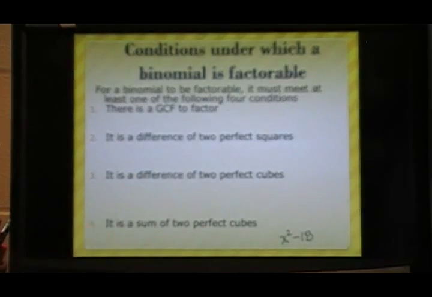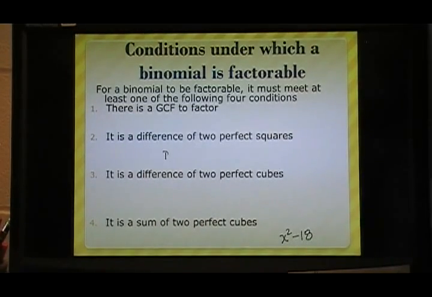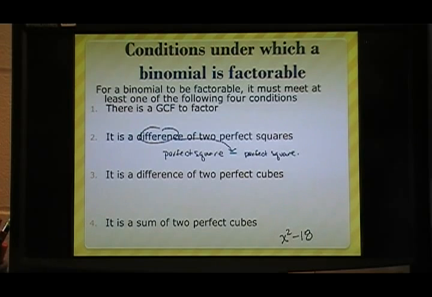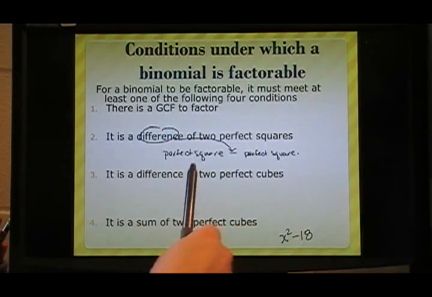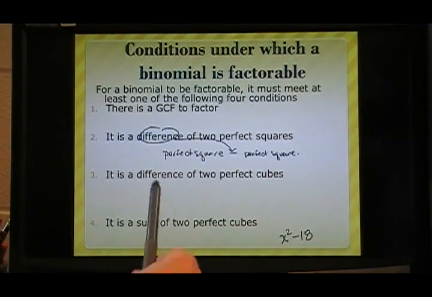Difference of perfect squares would mean that you would have a number that's a perfect square, minus, that's where the difference comes in, another number that's a perfect square. We've been dealing with the perfect squares a lot. X squared is a perfect square. 18 is not a perfect square. So x squared minus 18 is not a difference of perfect squares. It's not a perfect square minus a perfect square.